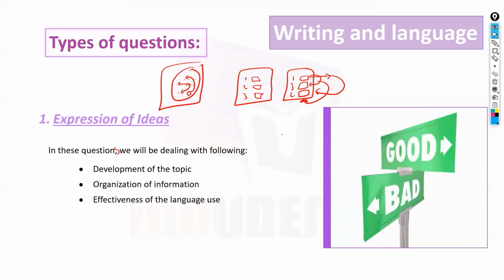Effectiveness of language use. In this section, you will be given a passage, and the words inside this passage are not effectively used. For example, he used a word, any random word. It's not effective to use this word in this context because of the text around it. It's not properly used. So you will be given A, B, C, D: which of these words is better to put here? This is the effectiveness of language use.